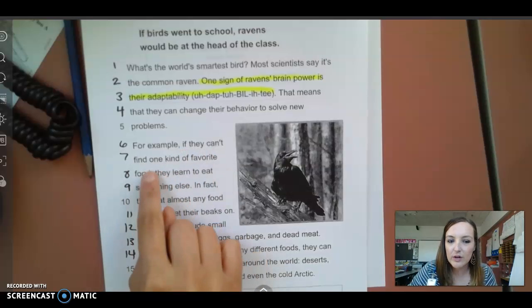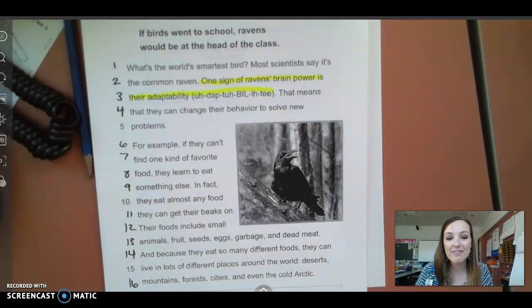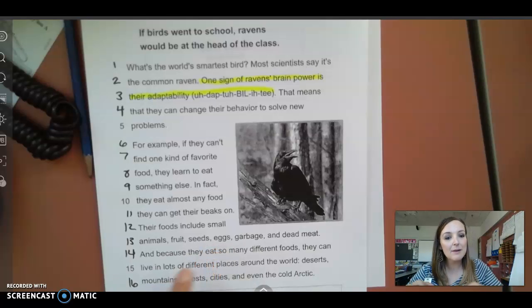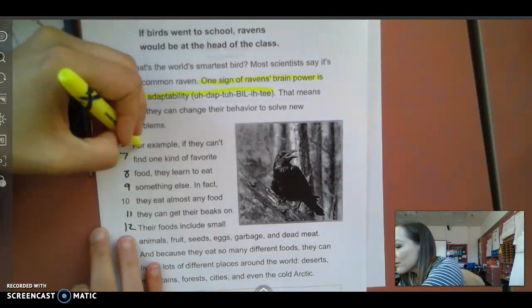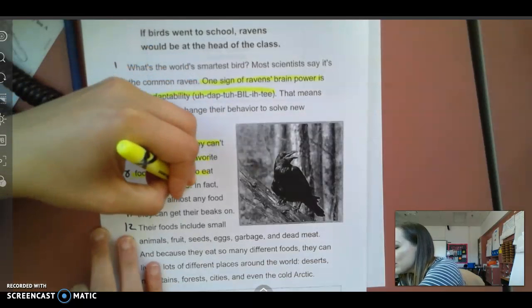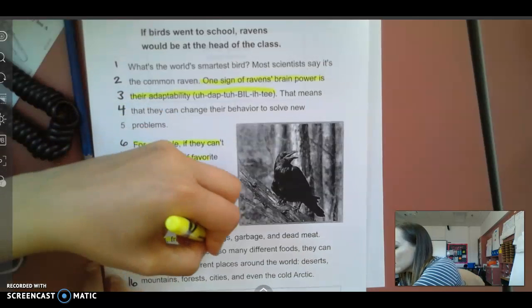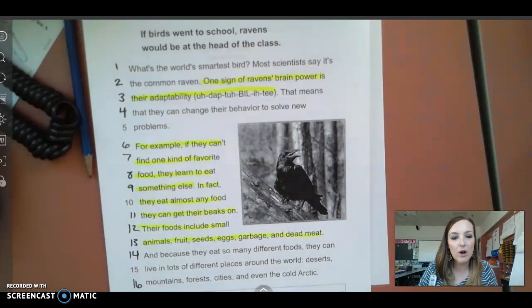if they can't find one kind of favorite food, they learn to eat something else. So the author here is providing evidence and examples that if they can't find their favorite food, they'll just eat something else. And she goes on to list some examples of things that they might eat. So I'm going to highlight where it says, for example, and then I'm going to continue highlighting this section. If you have a highlighter or even a pencil at home, you can also highlight that part or underline it.